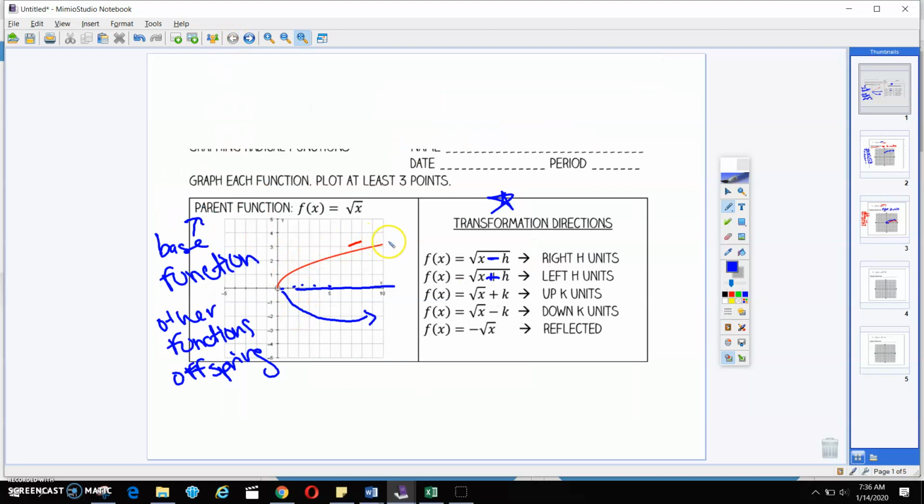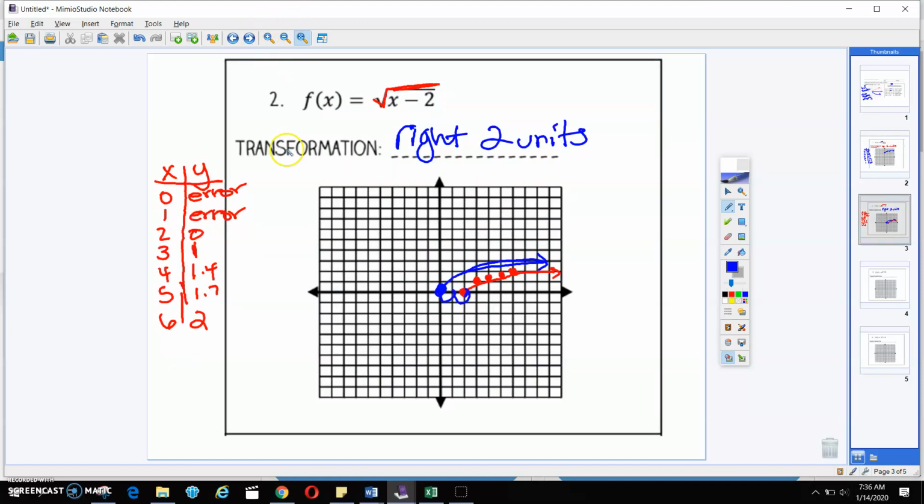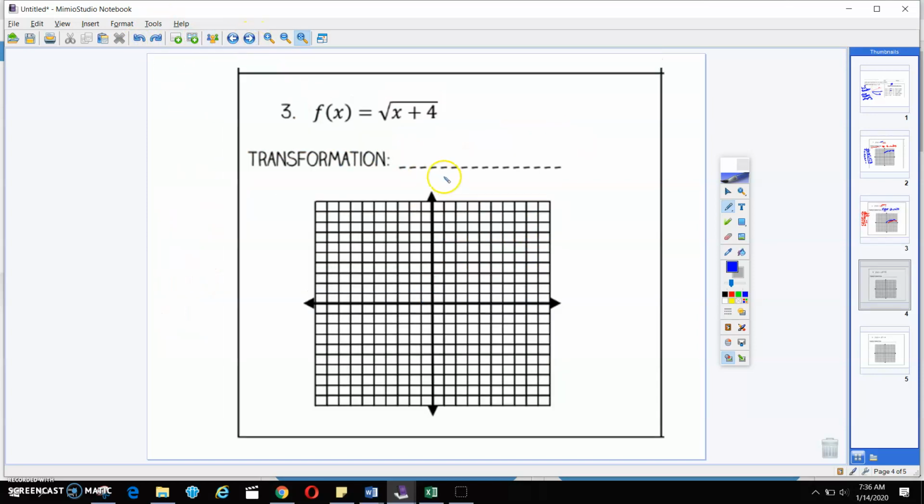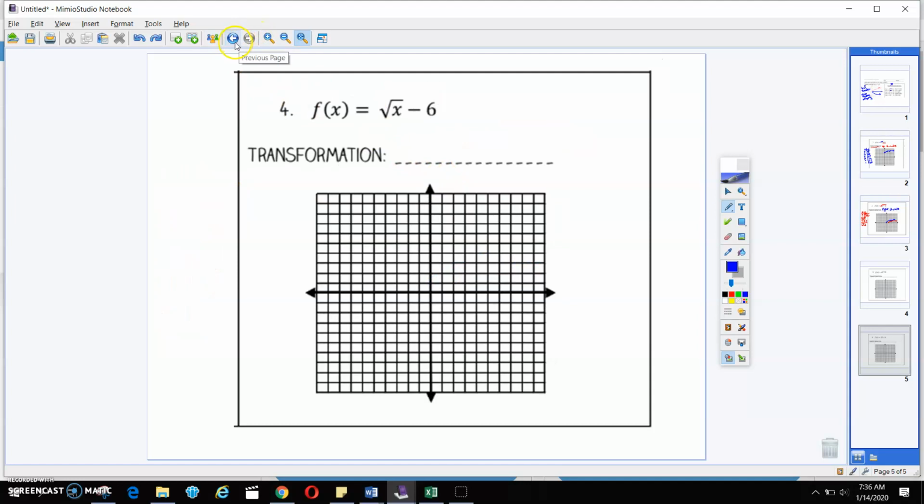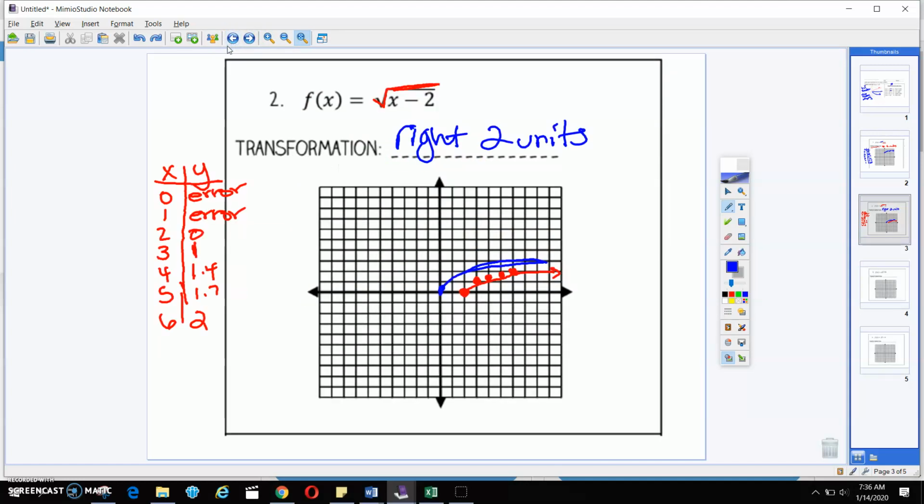Parent function is that square root of x. And if you're ever unsure of what it looks like, you can put it in your graphing calculator and it'll graph it for you, right? Okay? Cool? Alright, so go ahead and try number 3 and then go ahead and try number 4 because it's the same thing as what we just did.